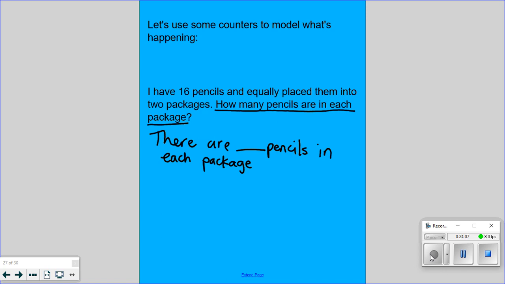With your finger, draw 2 piles that you're going to make. Go ahead and start sorting those 16 into 2 piles. Make sure each pile has the same number. So I've got my piles.